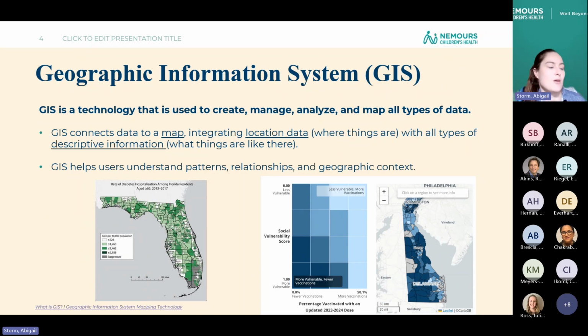And then on the bottom left, for anyone from Florida, I included kind of an example of what a GIS system can do in regards to presenting rates of diabetes hospitalization by census tract level in Florida. And then over to the bottom right is kind of a very, very basic spatial analysis of social vulnerability index and percent vaccinated at census tract level within Delaware. So the darker it is, the more vulnerable the population is and the fewer people vaccinated. So this actually informed some public health intervention.